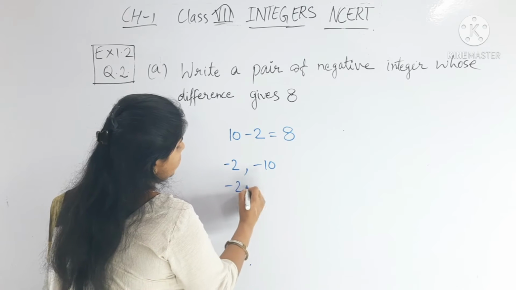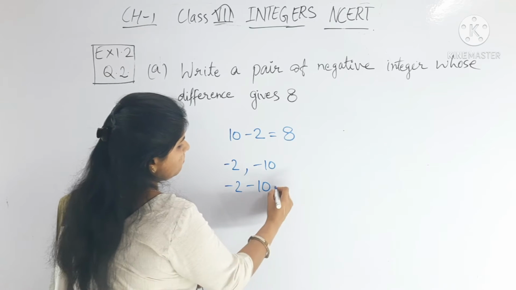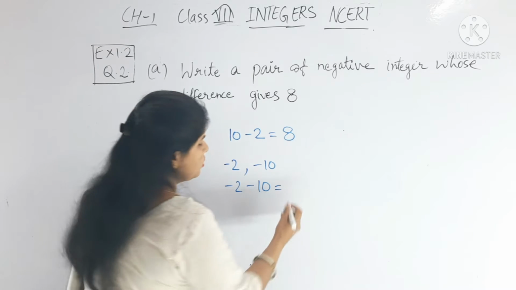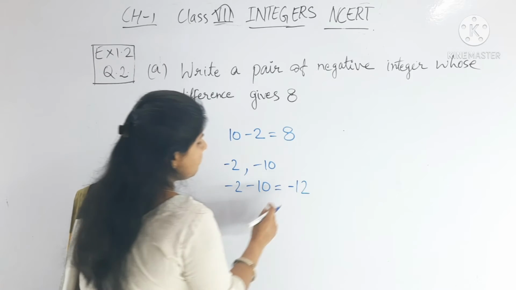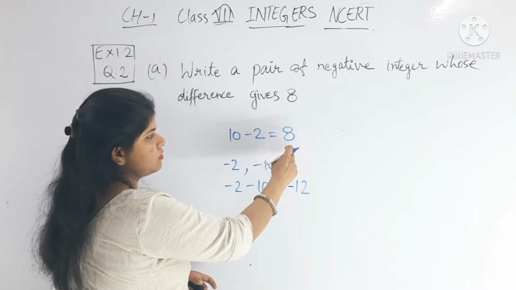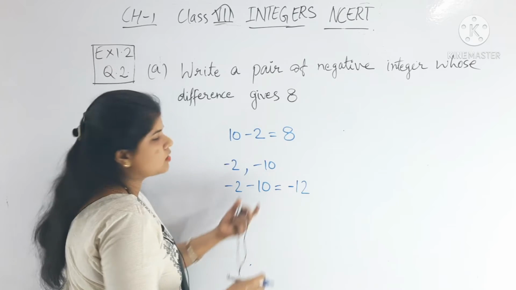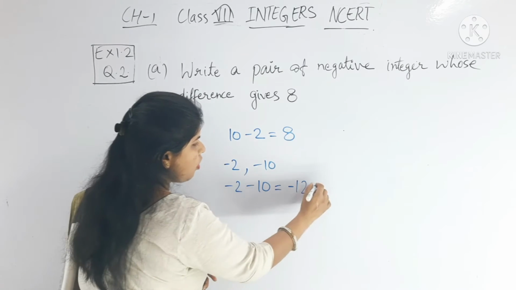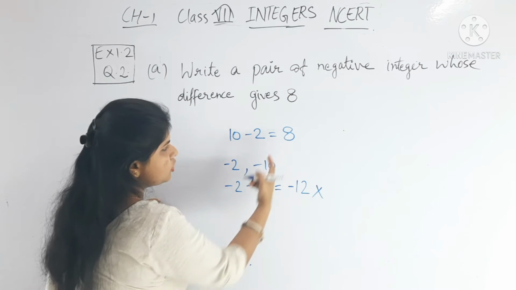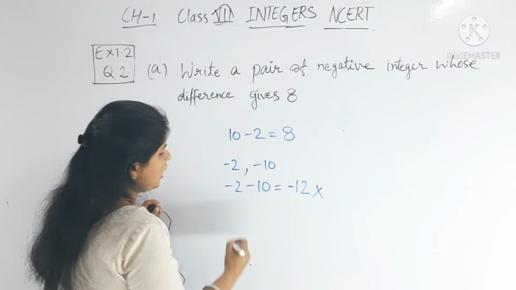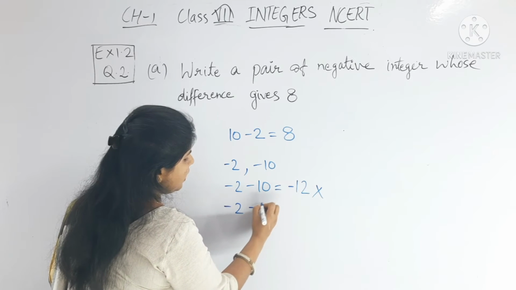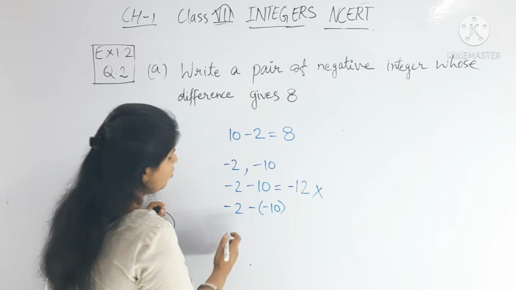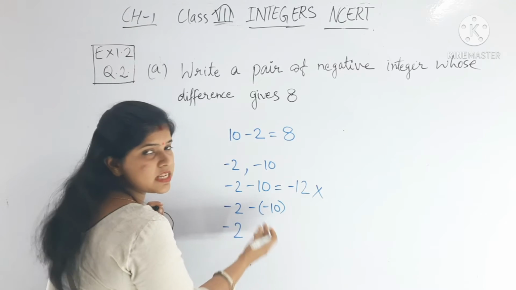But if I take minus 2 minus 10, what will it come? Minus minus will be plus, so it will come minus 12. But I have to take, means the result should be 8. So this will be wrong. So what will I do so that my result will become 8? Minus 2 minus 10. It can be, okay, minus 2 minus minus will be plus.